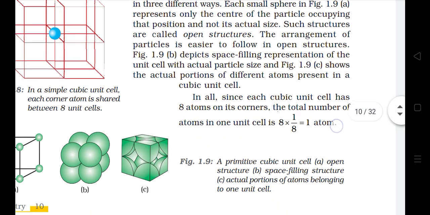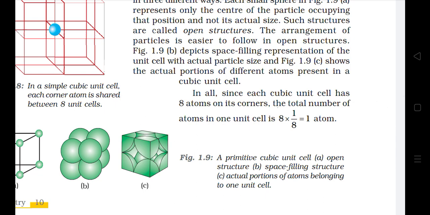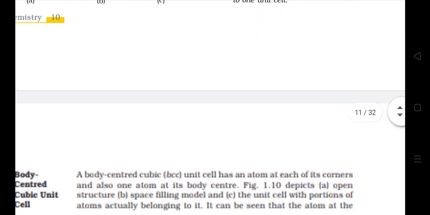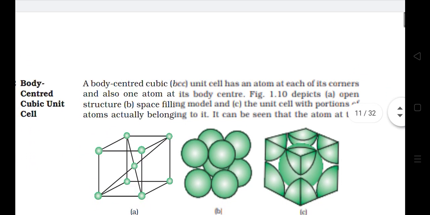In all, since each cubic unit cell has 8 atoms on its corners, the total number of atoms in one unit cell is 8 into 1/8, equal to 1 atom. Now, the body-centered cubic unit cell.